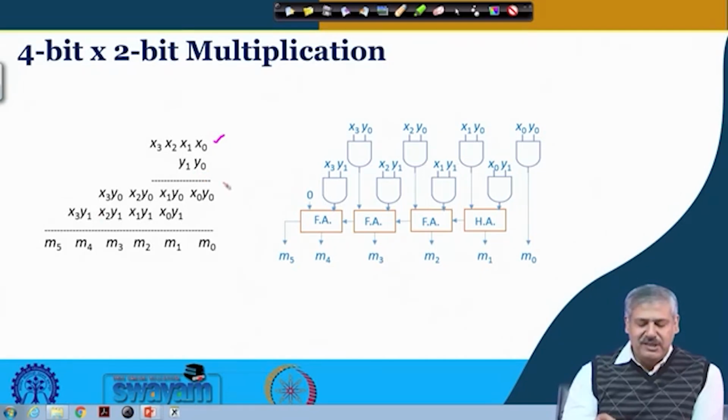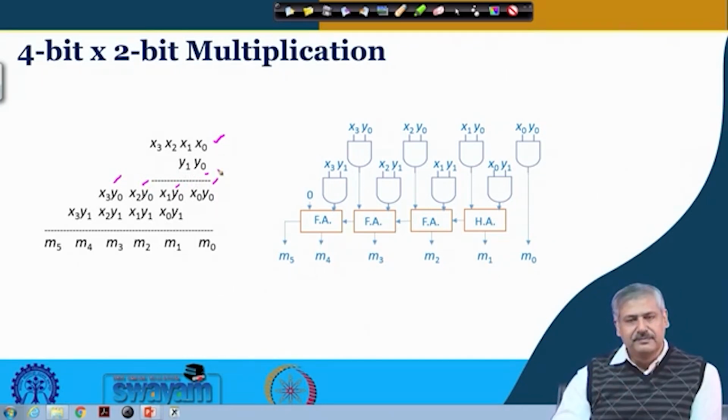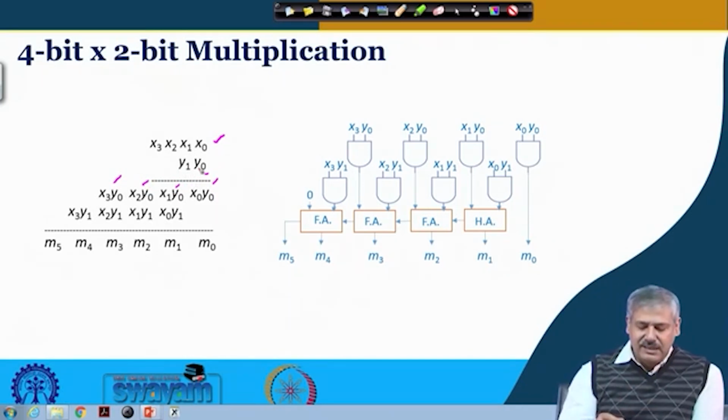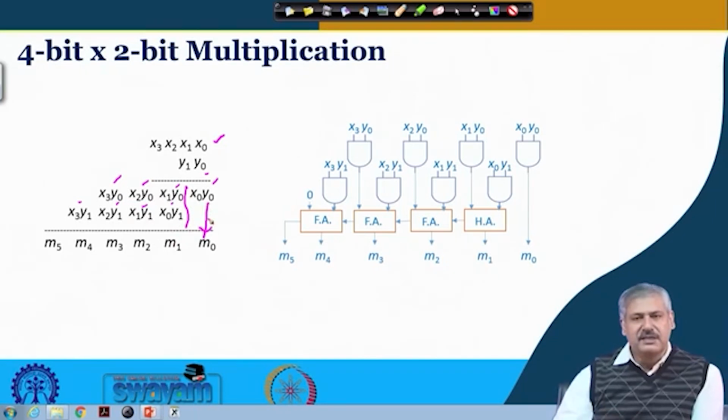So, first we are multiplying x3 to x0 using y0. That is, x3, x2, x1, x0 with y0, bitwise AND, right. So, this is represented here, this is represented here. Is it clear? And then this y1 ANDed with x3 to x0. So, this is there, right. And when you perform the addition, these two will be added and this will directly go as m0.